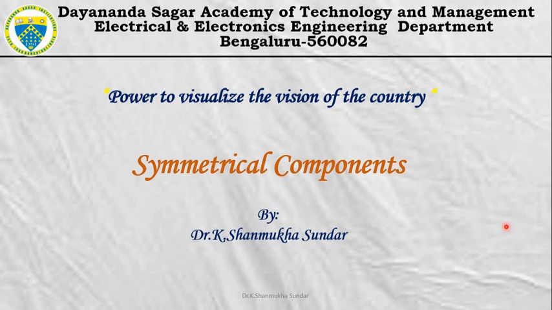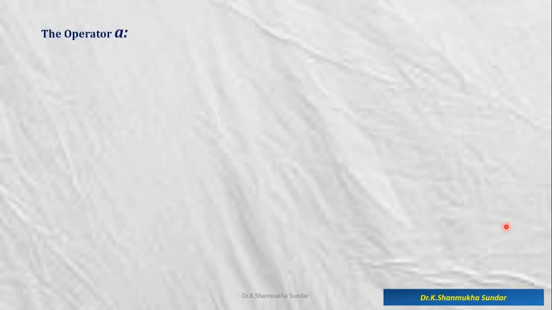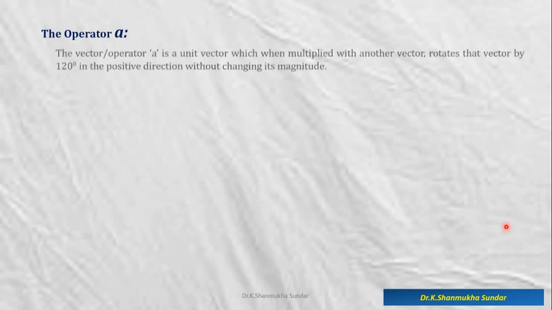So before deriving symmetrical components from the unsymmetrical phasors, let us see what operator A is, and what it actually does in symmetrical components. The vector or operator A is a unit vector which, when multiplied with another vector, rotates that vector by 120 degrees in the positive direction without changing its magnitude.